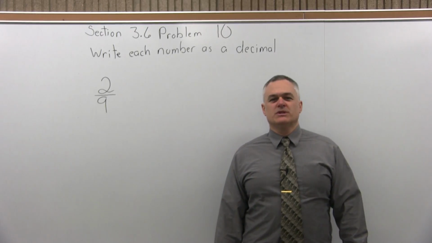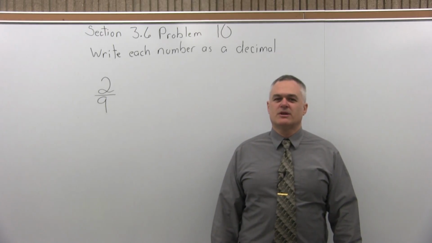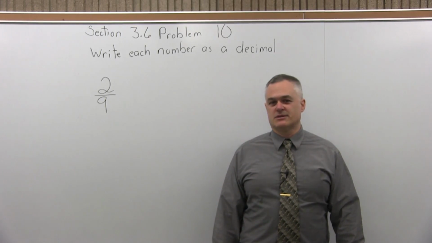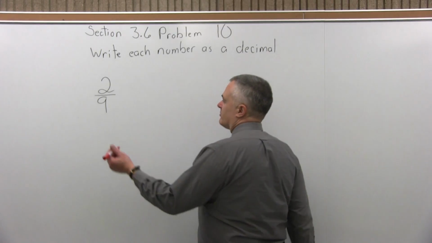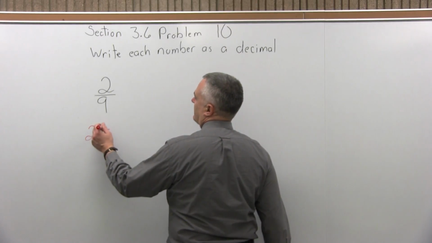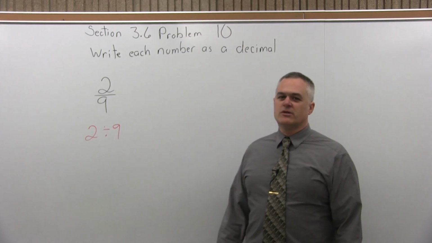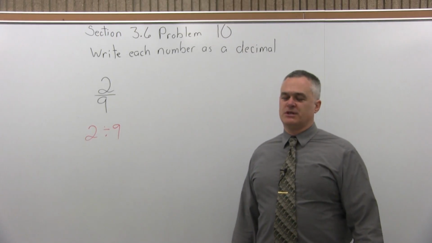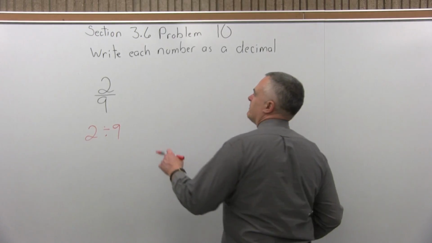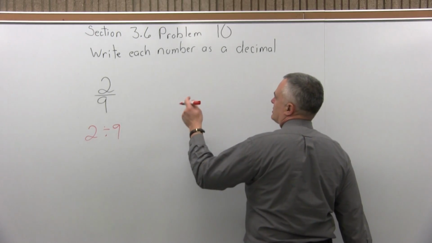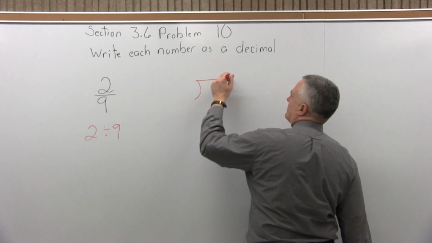This is Section 3.6, Problem 10. It says write the number as a decimal, and we have 2/9. Now, again, with all the problems from this section, if you have a calculator, the easy way to do it is use the calculator, do the numerator, divide by the denominator equals, and you'll get it. But a lot of classes for this, the teacher doesn't want you to use the calculator, so how would you do it without a calculator?